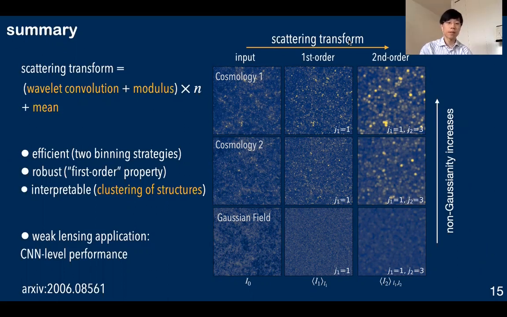As in the late-time cosmology, we know that the non-Gaussianity of many fields are high, and also in astrophysics in general, there are a lot of non-Gaussian fields, which is hard to deal with using traditional statistics.